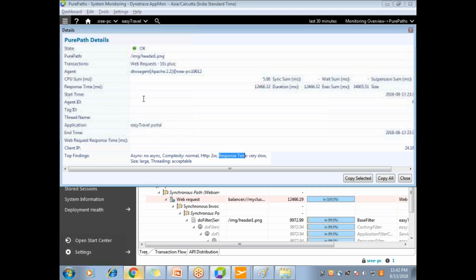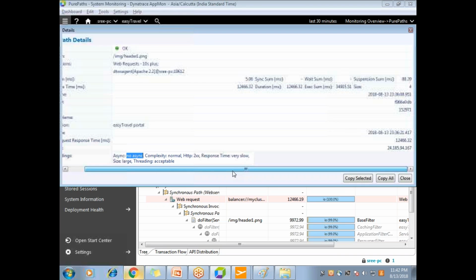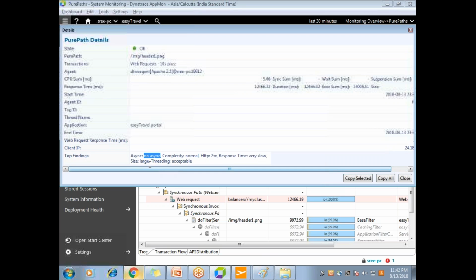Top findings, if you can see here, they have given top findings. Asynchronous, no asynchronous. But if you see in the CPU sum, they have written it in synchronous sum. It should always be in asynchronous sum. So this is synchronous sum, which means it's synchronous, that's what you're telling, right? No, this is synchronous sum. The image which he has done in a synchronous way, but it should not be. It always needs to be in an asynchronous process only. Asynchronous means it will not wait for anything, right? It will not wait for anything.